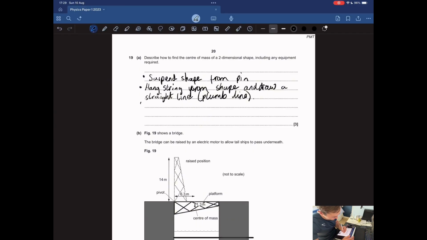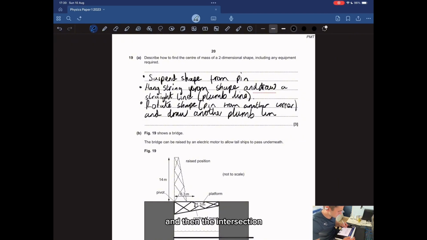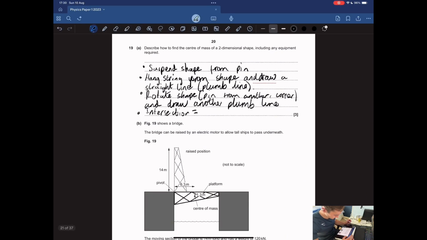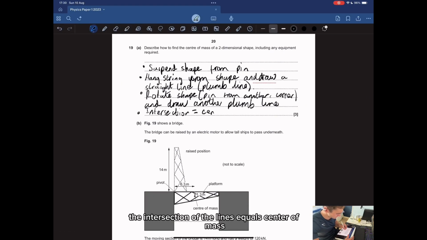And then we're going to do the same thing. We're going to rotate the shape, basically pin it from another corner, and draw another plumb line. And then the intersection of the lines equals the centre of mass.